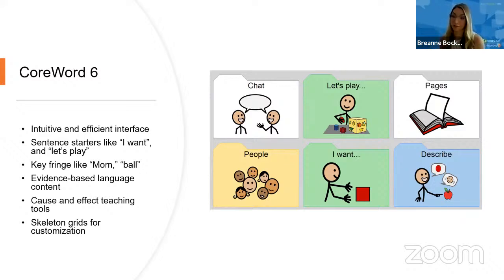And then for customization, CoreWord 6 also has some skeleton grids that you can personalize as the therapist or the educator to include all of that really individualized personal core and those fringe words that the communicator needs in their CoreWord 6.